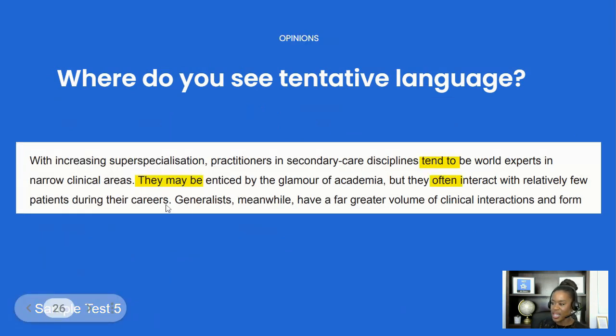Ignoring the final sentence there since it isn't complete, we can see in the other sentences that we've got words like "tend to," "often," "maybe." So this is all tentative language. The writer is expressing their opinion. It's not strictly based on facts here.